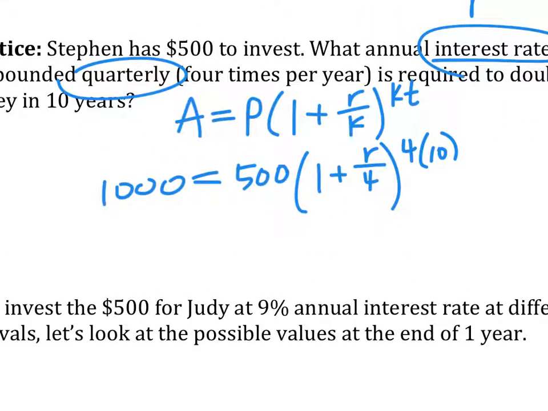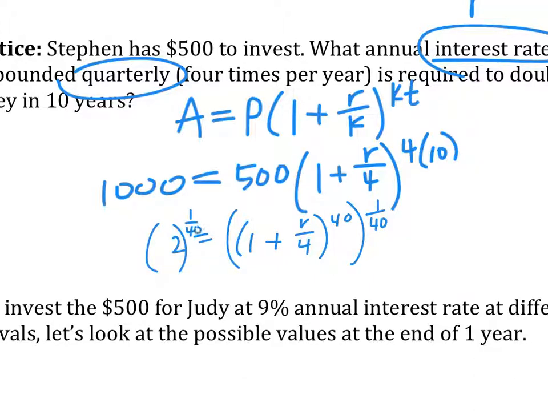Yes, I guess log is not the fast way in this one. Okay, what should we do first? Divide by 500. So 2 equals 1 plus R over 4 to the 40. We just need to get rid of that 40, right? How do we do that? 40th root, right? Or just raise it to the power of 1 over 40. So I guess that would be a very much faster way. Okay, so go ahead and do that and solve. R is equal to 6.99%.